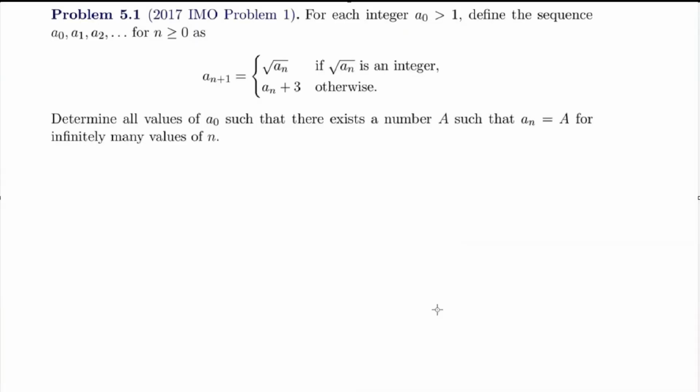So here's our example, and this is an example from the 2017 IMO. For each integer greater than 1, define the sequence a0, a1, a2, and so on and so forth for n greater than 0 as follows. a(n+1) is equal to the square root of an if an is an integer, and an plus 3 otherwise. Determine all values of a0 such that there exists a number A such that an is equal to A for infinitely many values of n.